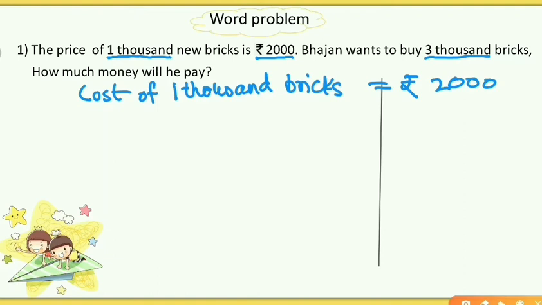Okay, what is the other thing given in the question? Bhajan wants to buy 3000 bricks. So what is this 3000? This 3000 is the number of bricks he wants to buy. So our next statement, we can write number of bricks.